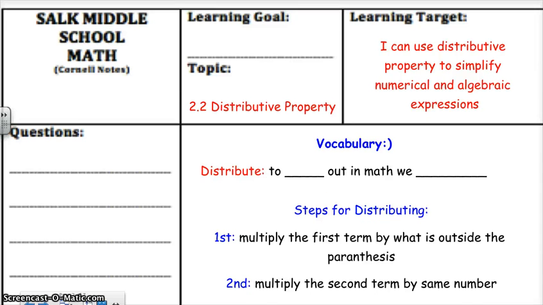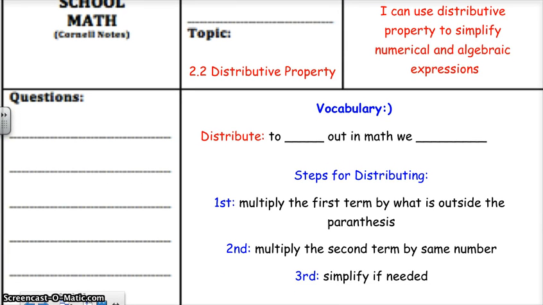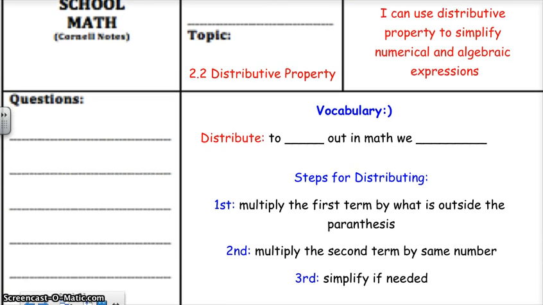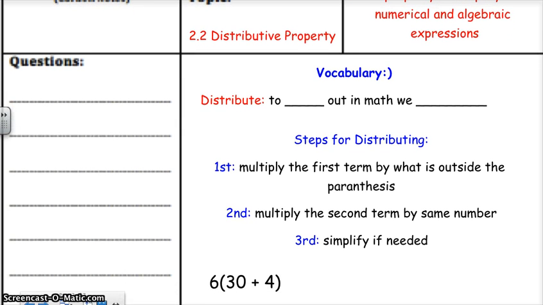All right, moving along with chapter 2, we're moving to distributive property 2.2. Your learning target today: you can use distributive property to simplify numerical and algebraic expressions. So, vocab you need to know is distribute, and I'm going to use that vocab in the actual meaning. To distribute out in math, we multiply. So to distribute out in math, I'm telling you to multiply terms together.